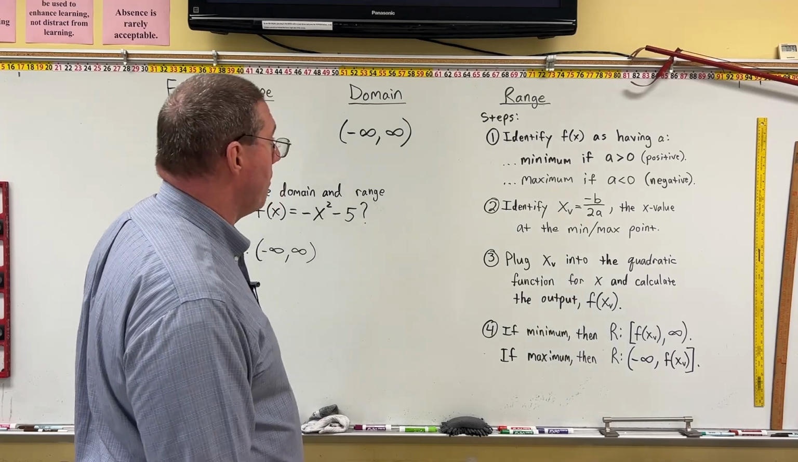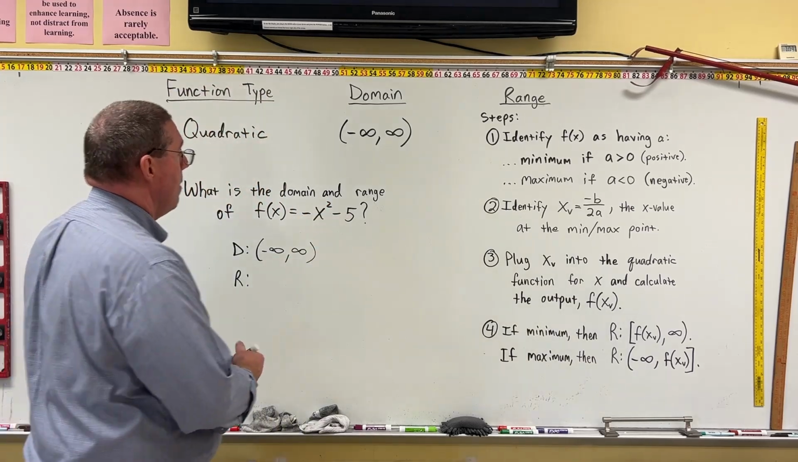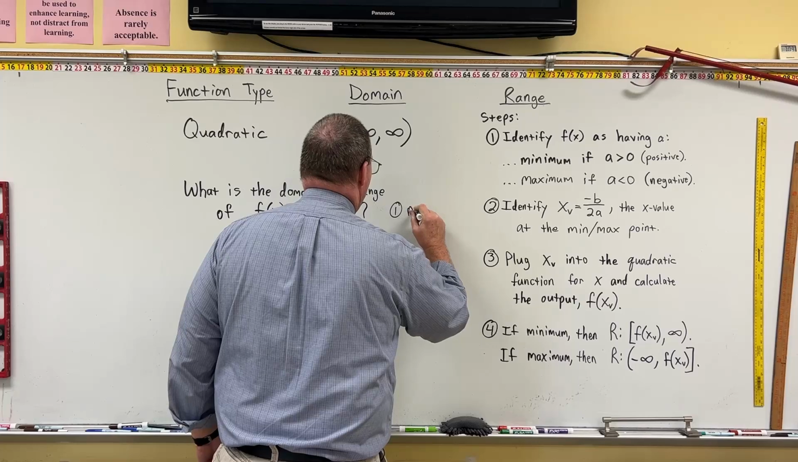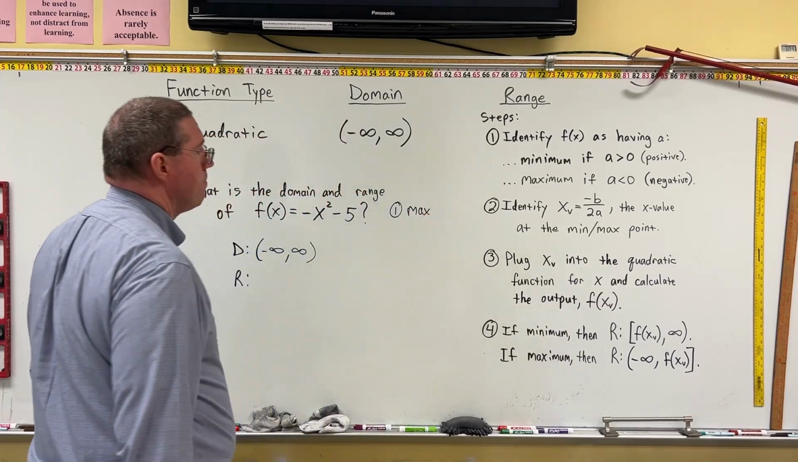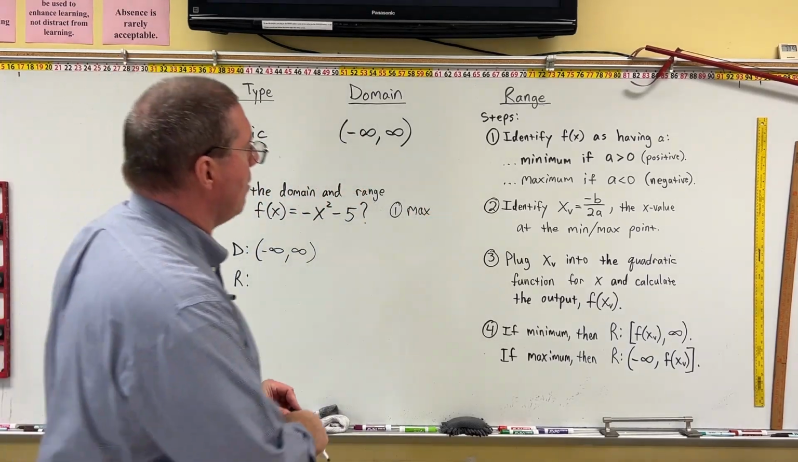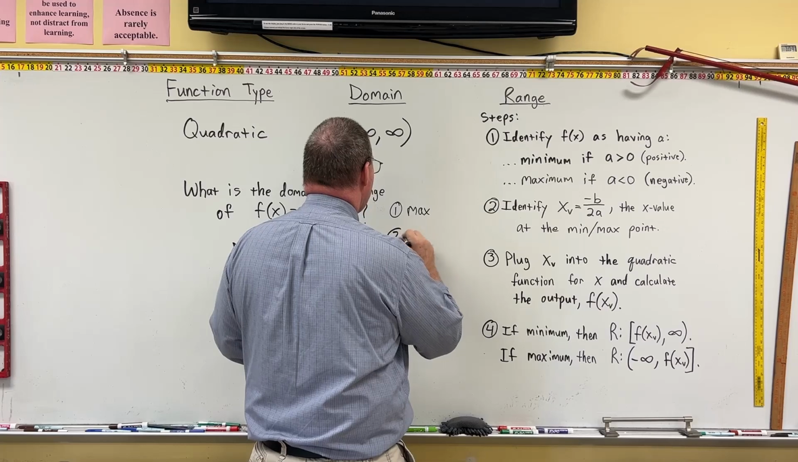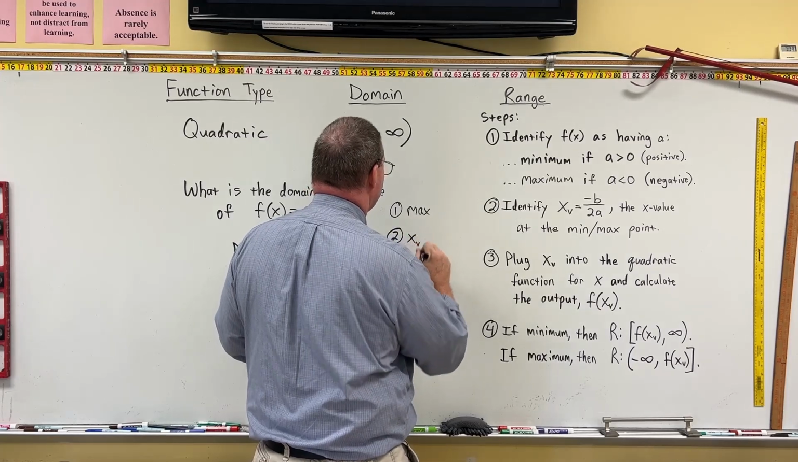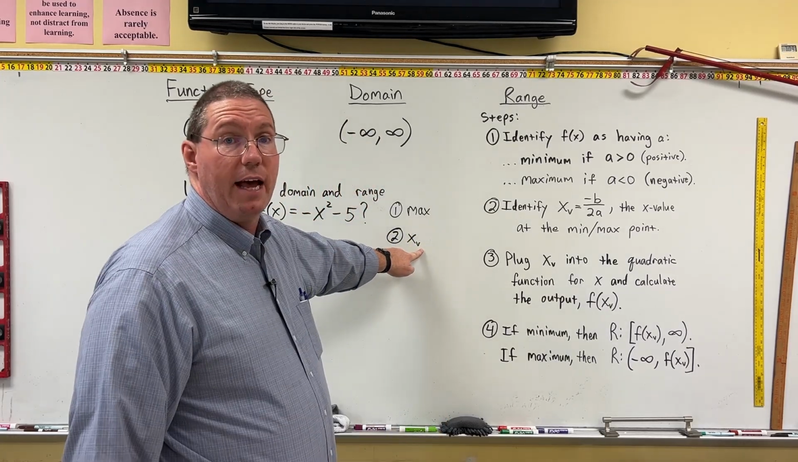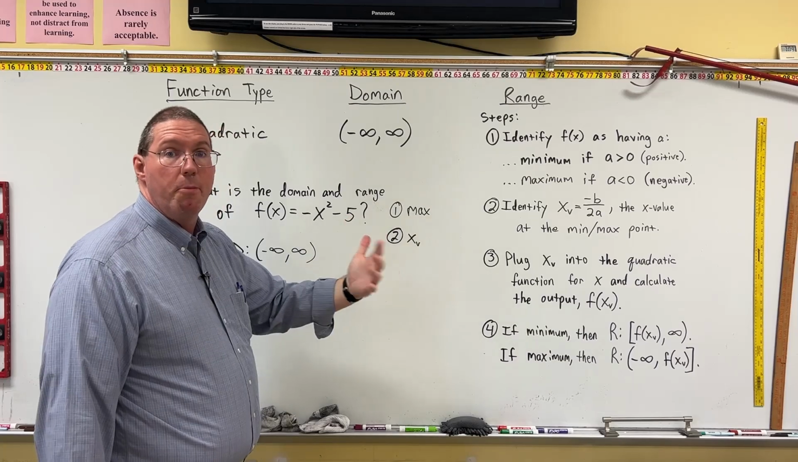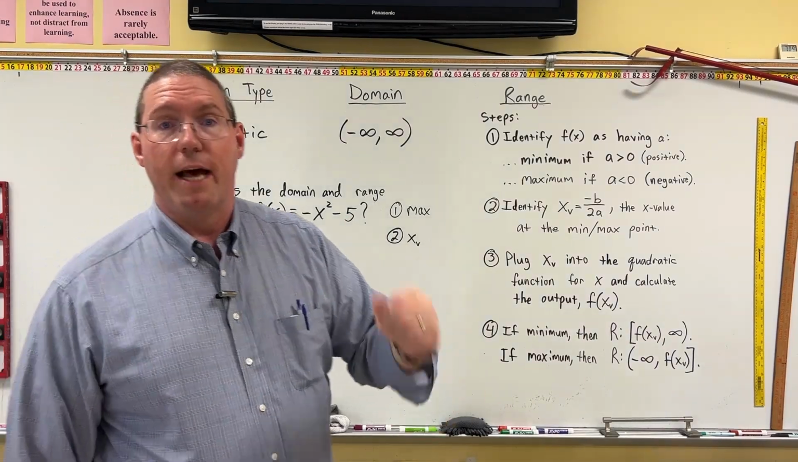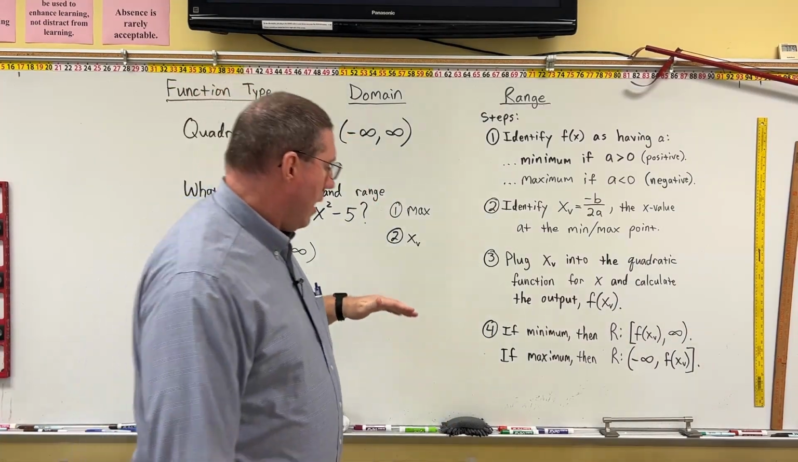Identify whether it has a minimum or maximum. This one has a maximum. So step 1, this one has a maximum. Okay? Step 2, identify x sub v. Well, x sub v means the vertex x value. V stands for vertex. That point, that maximum point or minimum point, is called the vertex of the parabola. Okay?